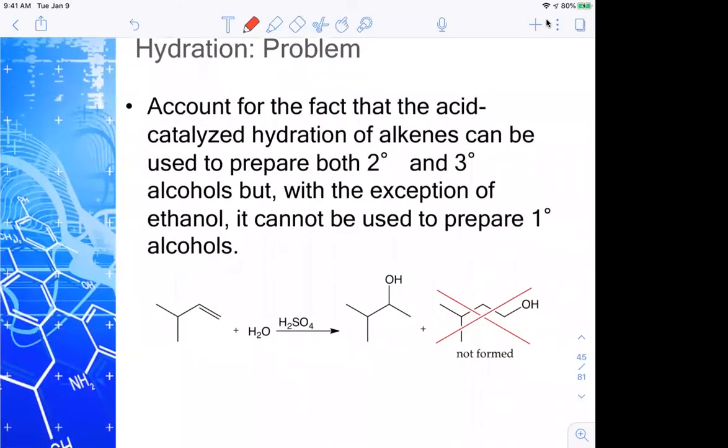All right, so here is another problem. Account for the fact that the acid catalyzed hydration of alkenes can be used to prepare both secondary and tertiary alcohols, but with the exception of ethanol, it cannot be used to prepare primary alcohols. Oh, that sounds like a discussion question. So let's think about this. If I have a double bond, this combination is going to give me hydronium.